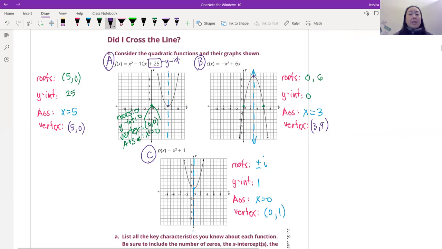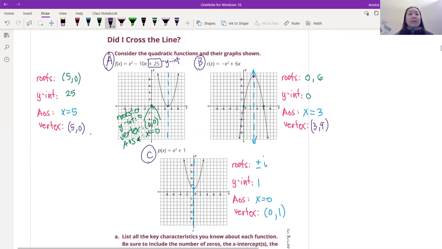And then our AOS right here is that line of symmetry, right? Or what we call the axis of symmetry, which is always on the vertex. So I drew that in blue. And I tried to color coordinate it, but then I kind of got lost when we got to C. And the vertex is here at 5, 0.